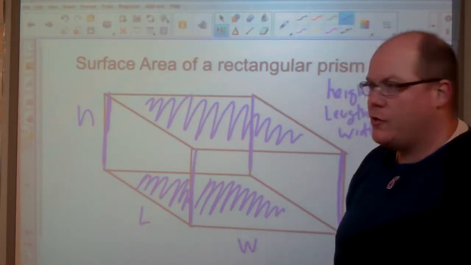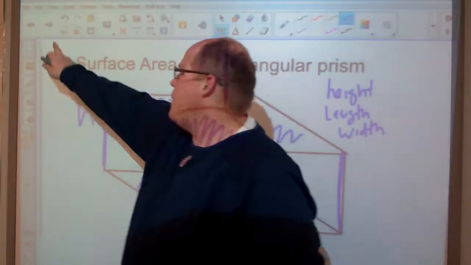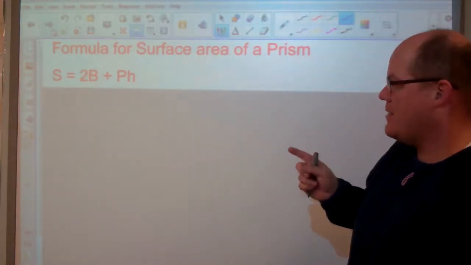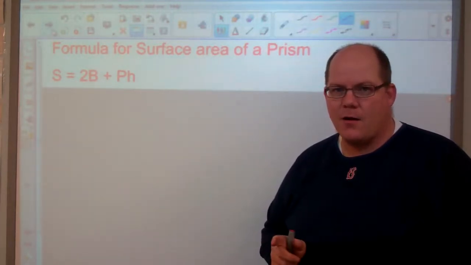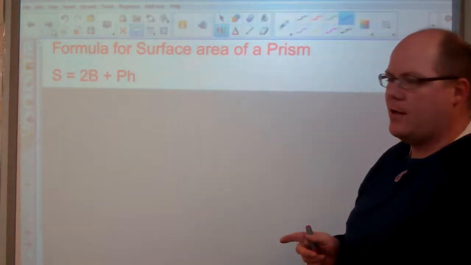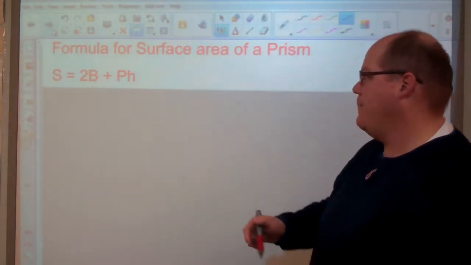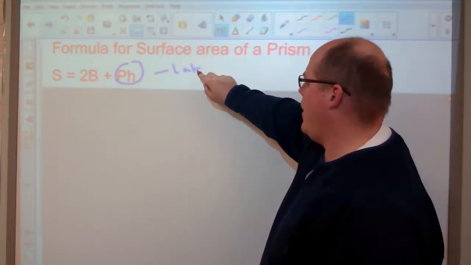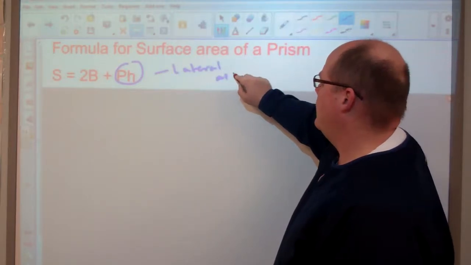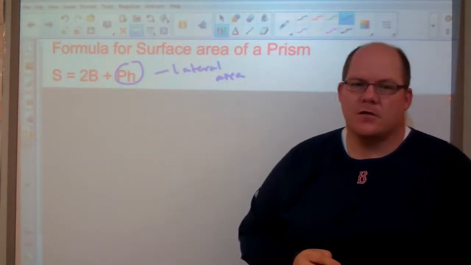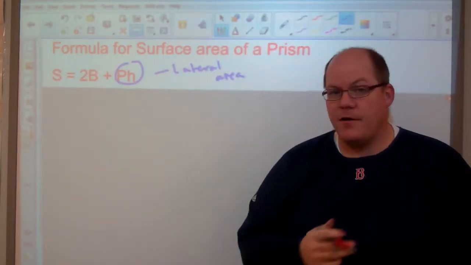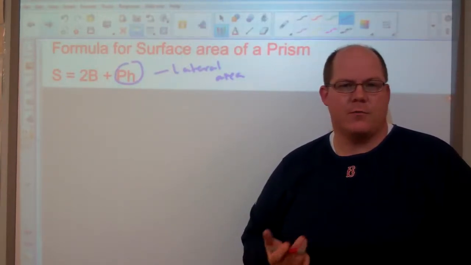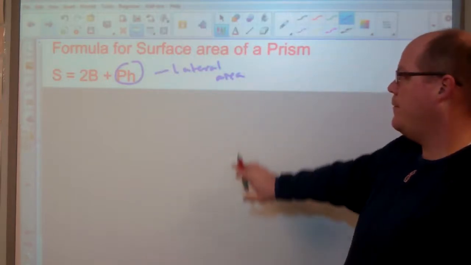All right, next we're going to show you the formula to find the surface area. So the formula to find surface area is S equals twice the area of the base, 2 times capital B, plus the perimeter times the height. This Ph is referred to as the lateral area. So sometimes you'll be asked to find the surface area of an object, or you may be asked to find the lateral area of an object. So it's important to make sure that we know how to do both.